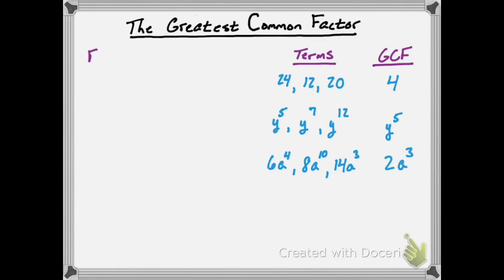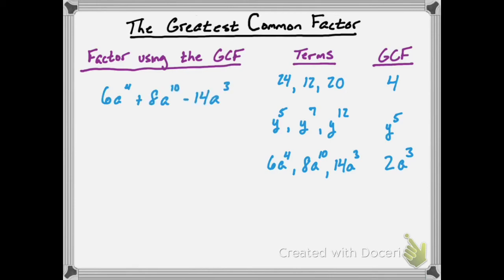Let's use that last example in a more realistic problem. So we're going to factor this expression using the greatest common factor. We already said the GCF is 2a to the 3rd, but when we factor it out, we're going to be dividing each term by 2a to the 3rd.